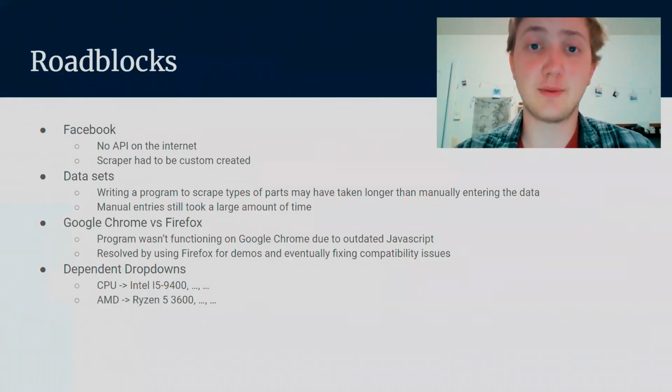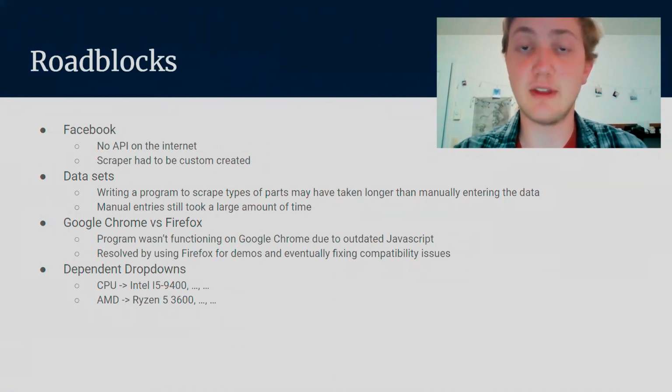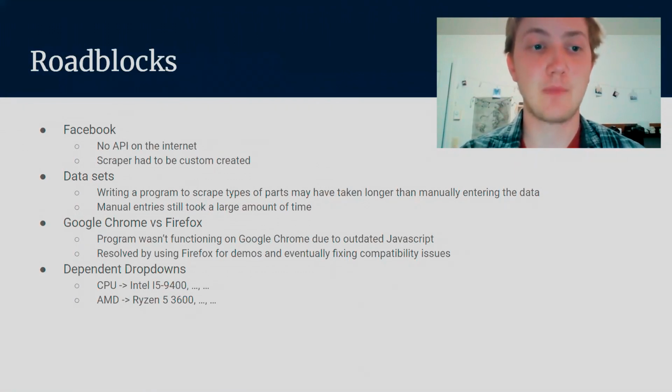Some of the roadblocks we hit along the way with this: Facebook was really difficult, as we had to build that all from the ground up, from scratch. eBay and Craigslist were much easier, as we were able to find other implementations to base our work off of, but Facebook didn't have anything like that.